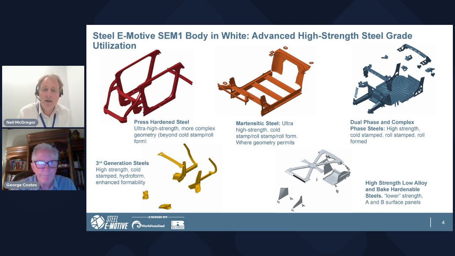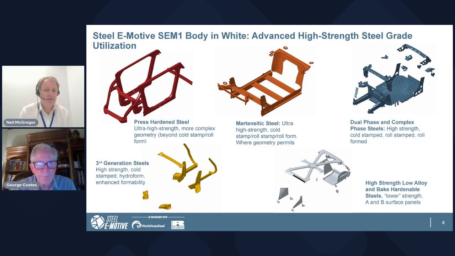The dual phase and the complex phase. A lot of that's still used in the Steel E-Motive body structure. Again, it gives us very good strength for cold stamping, roll stamping, and roll forming. The yellow parts in the bottom left are the latest, what we call third generation or retained austenite grades. These are the grades that I referred back to, where we need good formability, cold stamping, and hydroformed parts with good strength performance. And then in the bottom right, high strength low alloy and bake hardenable grades.